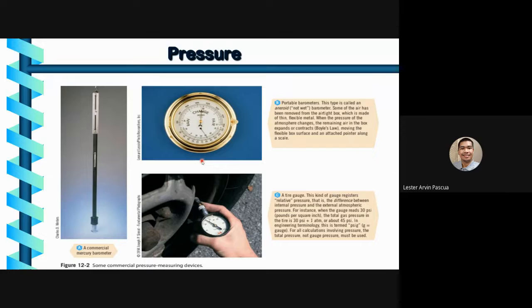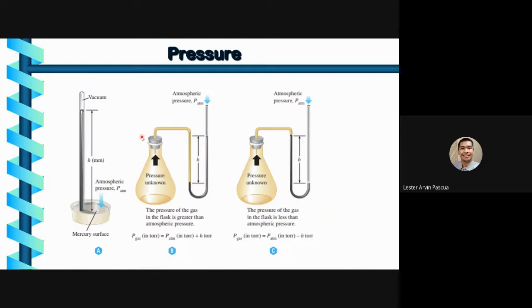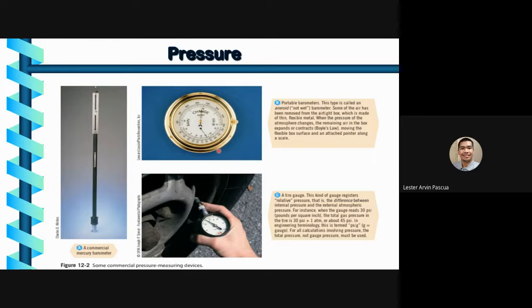This is a barometer. This is what was used before, before the typical barometers were made. And today, we use more commercial barometers like this every day.